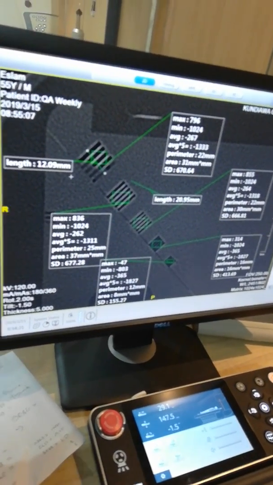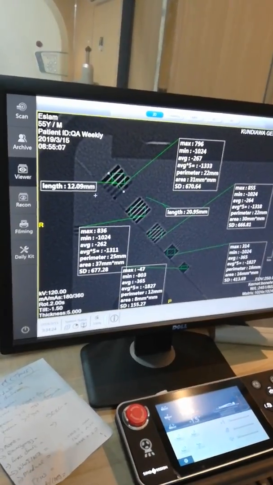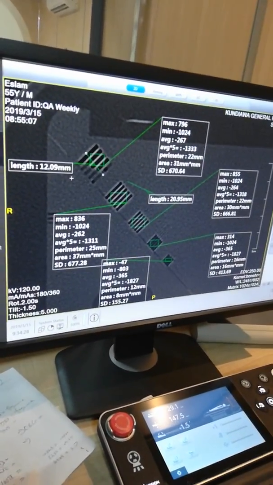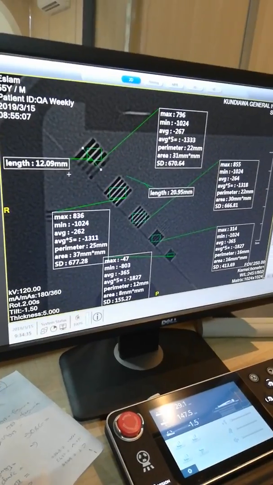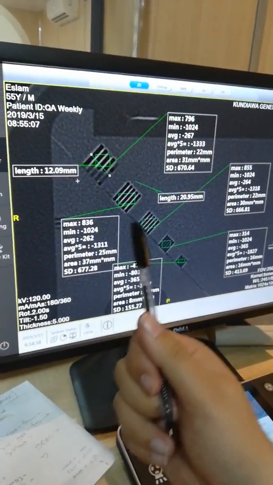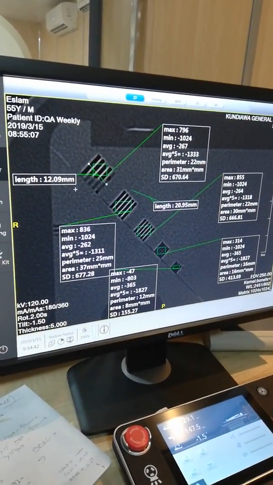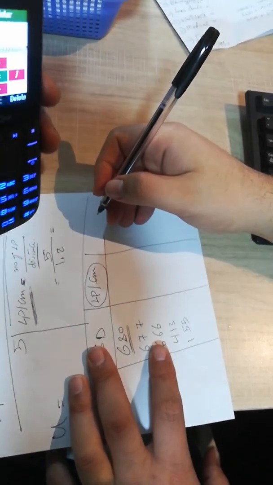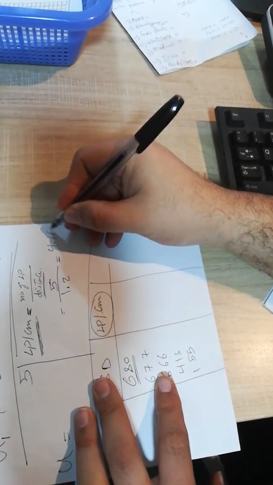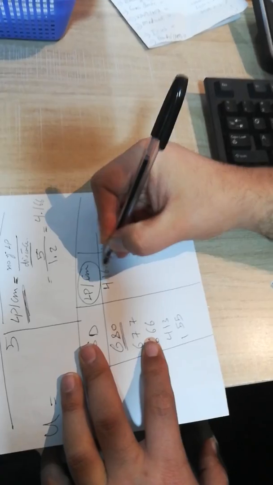We can write 12.09 millimeters. 12.09 millimeters, that means 1.2 centimeters, okay. 12.09 millimeters, which means 1.2 centimeters. So now we can calculate the number of line pairs per centimeter for the first group, which will be 4.166. Okay, for this and so on, you will calculate for each one.